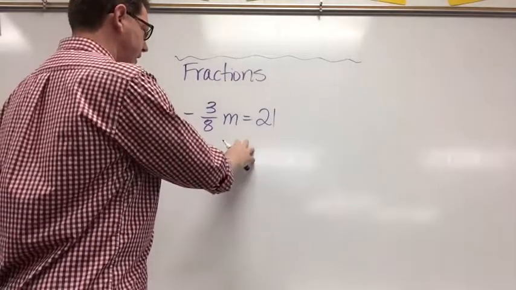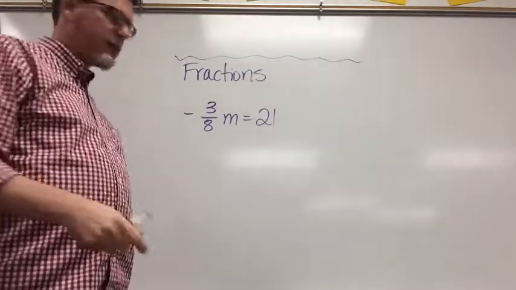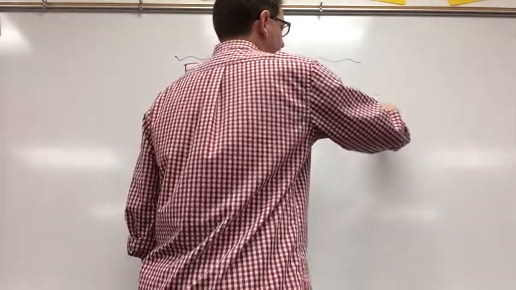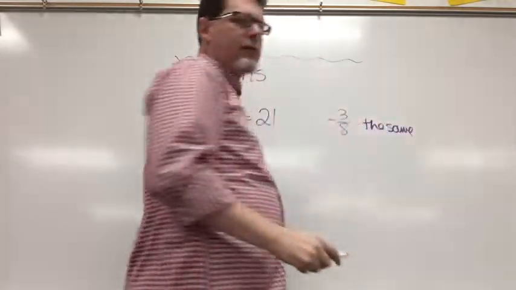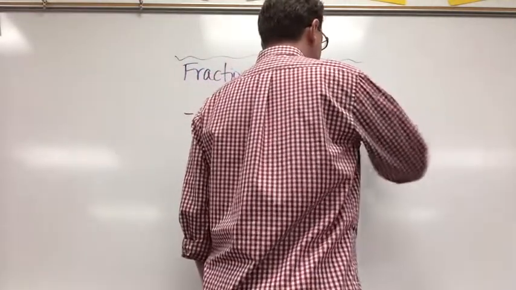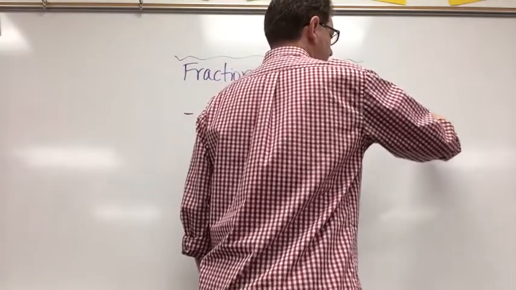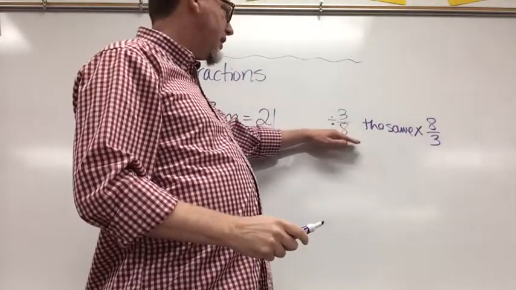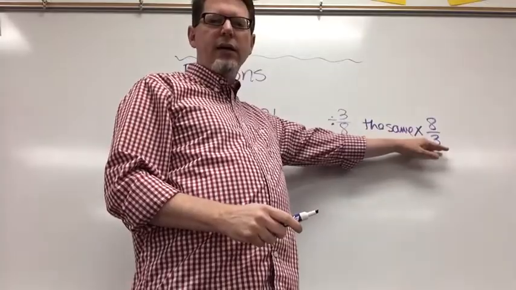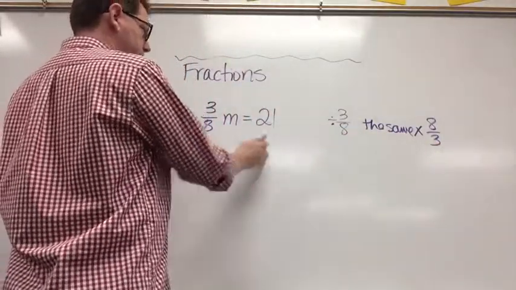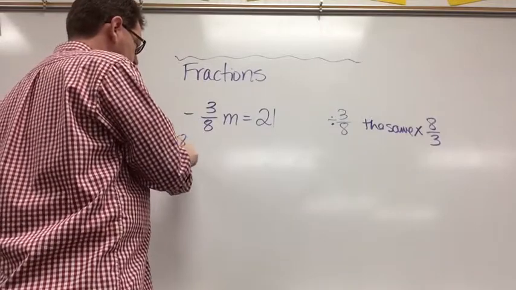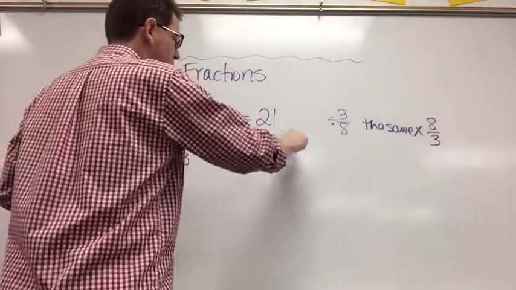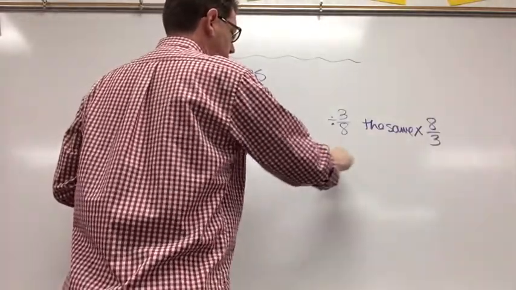If I wanted to divide by 3/8 on both sides, I'm going to write this over here. Dividing by 3/8 is also the same as multiplying by the reciprocal, 8 over 3. So if we remember that dividing by 3/8 is the same as multiplying by 8 over 3, I'm going to multiply by 8 over 3 on both sides. So negative 8/3 times negative 3/8 m equals 21 times negative 8 over 3.